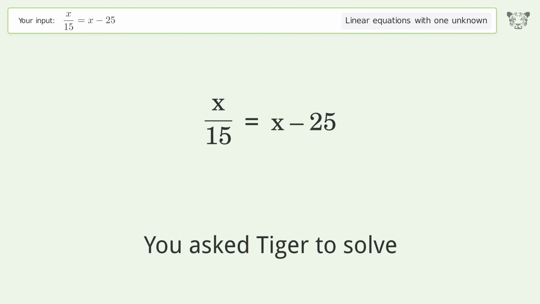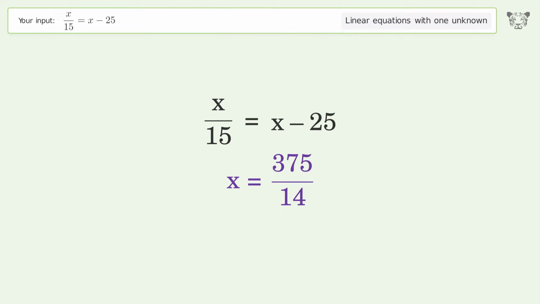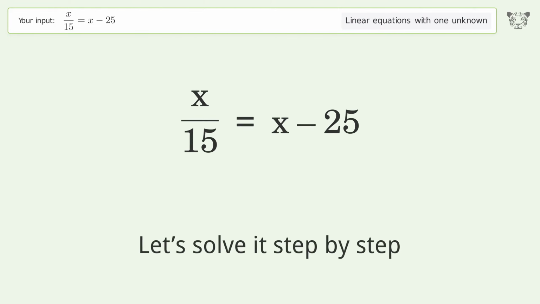You ask Tiger to solve. This deals with linear equations with one unknown. The final result is x equals 375 over 14. Let's solve it step by step.